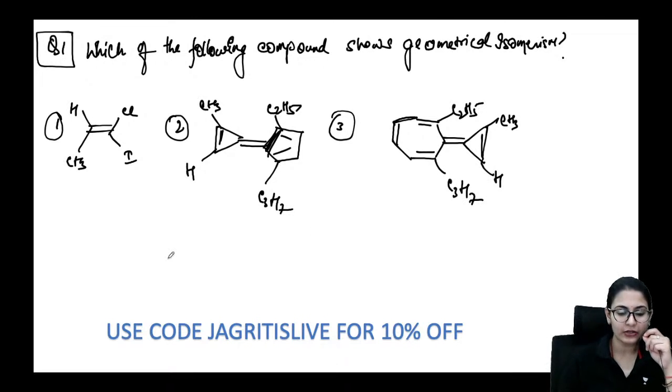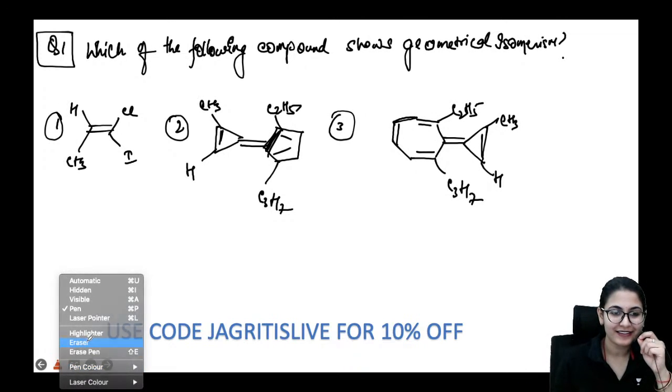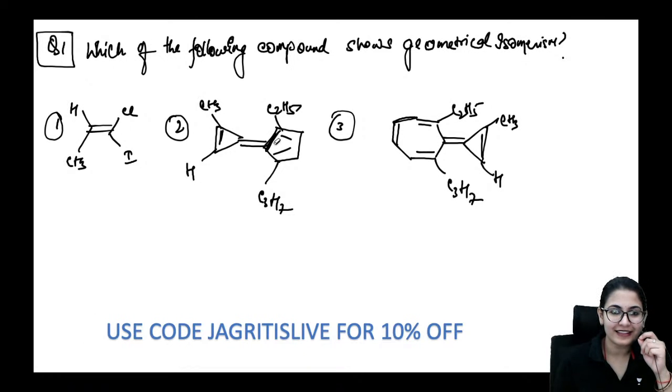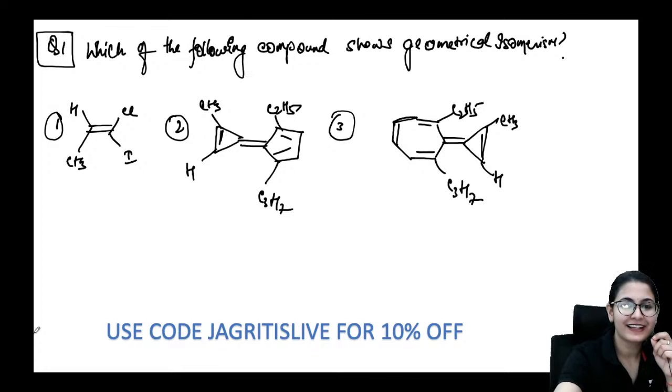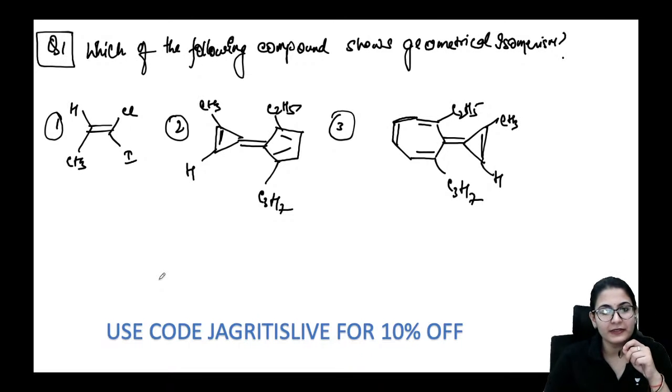Okay, out of these three, yes Chetan, that's the same, but yes, this is only a single bond. Let's erase this then. Now okay, 1, 2 and 3. Which of them shows geometric isomerism?